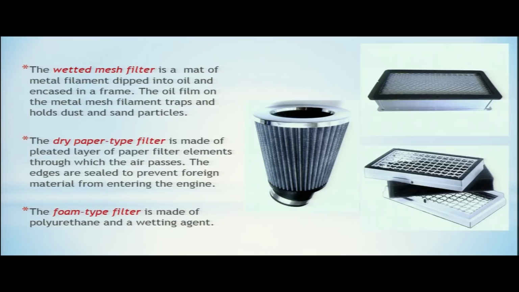So this wetted mesh filter is a mat of metal filament, which is dipped into oil and encased in a frame. The oil film on the metal mesh filament traps and holds dust and scent particles.